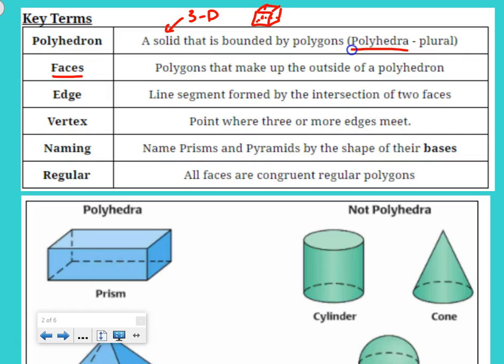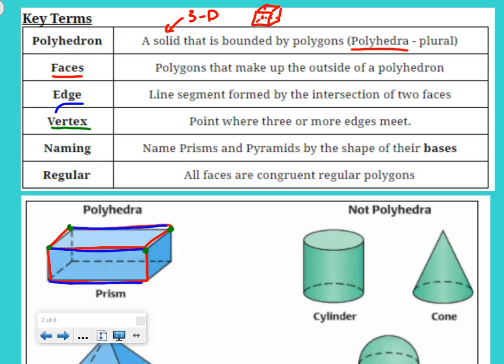Faces are the polygons that make up the outside of a polyhedron. If we look down here at this example, we have rectangles making up the faces of this polyhedron. So those would be the faces. Then an edge is a line segment formed by the intersection of two faces. So wherever those faces are meeting, there's an edge. And then a vertex is the point where three or more edges meet. So there is one vertex, two vertices, and see all the vertices.